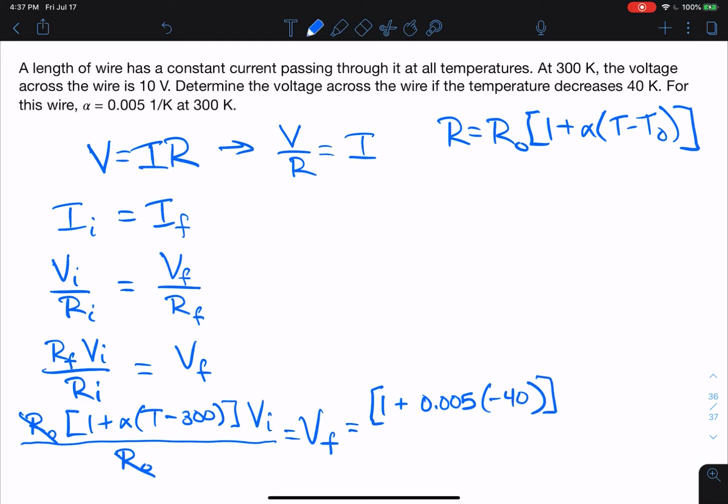The initial voltage is 10 volts. And there's nothing to divide it by, so this is all just divided by 1. So my final voltage, I just plug these values into my calculator. And I get 8 volts. And so that is my answer.